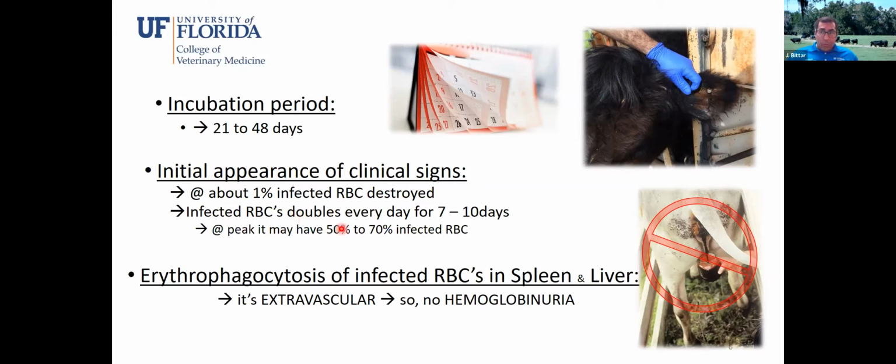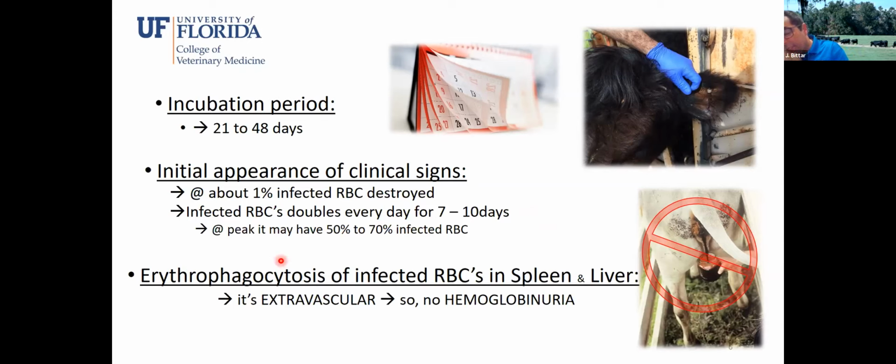And just a note that the red blood cells of cattle are going to double in numbers every 7 to 10 days. So at the peak of the infection, the animal may have 50 to 70% of the red blood cells infected. And that's not a good thing, because those red blood cells need to transport oxygen and CO2 to the animal. So if they get destroyed, it's going to impact the oxygenation of the tissues.